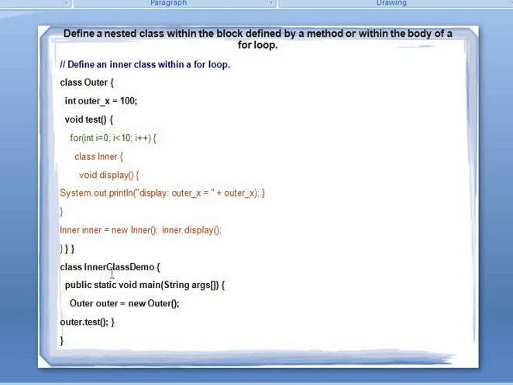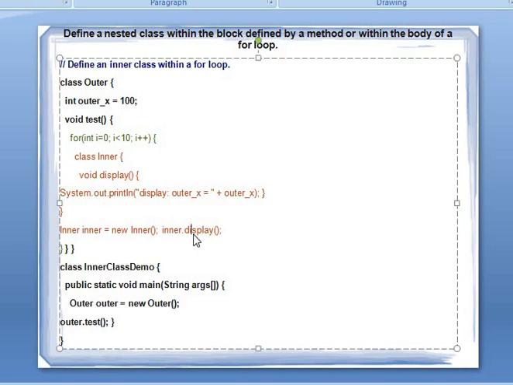Okay, so for calling outer we have created one outer object. So outer dot test will invoke this test method. So inside the test method we have one for loop. So 0 to 9, less than 10 means 9 is the limit. So the inner class is executed here. So the inner class object is created and inner dot display will invoke this particular display method 10 times, starting from 0 till the limit 9.